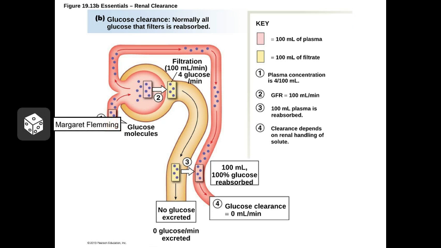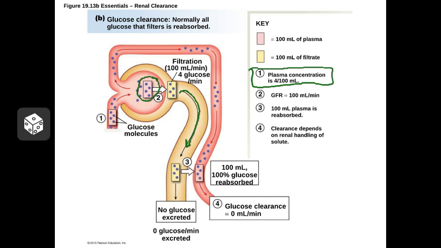Let's look at how the kidney handles glucose. We already know a lot about this, but let's do it with respect to clearance. So, very similar scenario. We have 4 molecules of glucose per 100 milliliters of plasma. Boom. Same thing, right? That gets filtered, and we now have 4 molecules of glucose per 100 milliliters of filtrate.